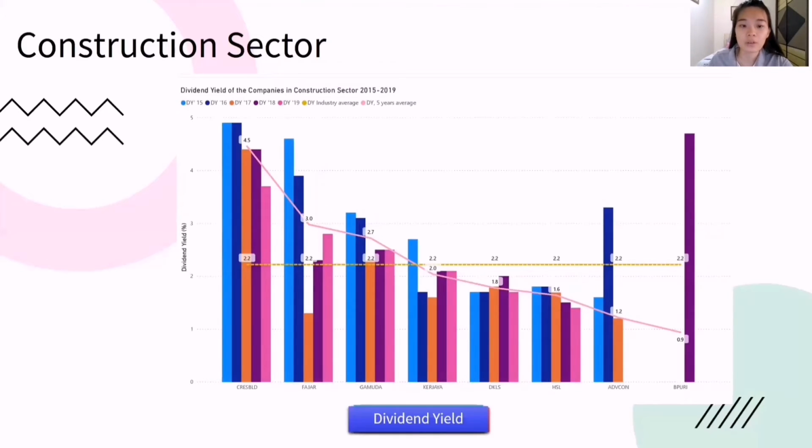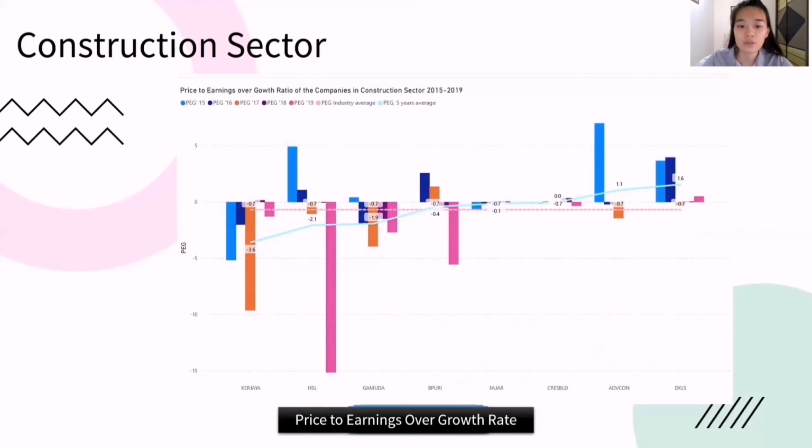For dividend yield, Presbyterian has the highest average among these competitors over this 5 years period. In addition, the industry average of PEG in the construction sector is negative 0.7. As a general rule, a PEG ratio of 1 represents a correlation between the company's market value and its projected earnings growth. From the results shown, we can know that Avcon has a PEG ratio of 1.1, which means it has the closest to a perfect correlation.